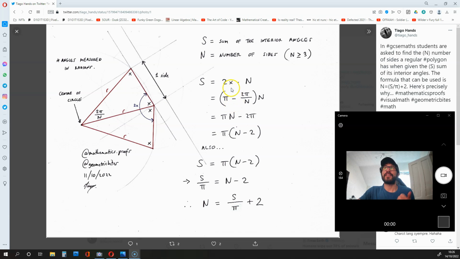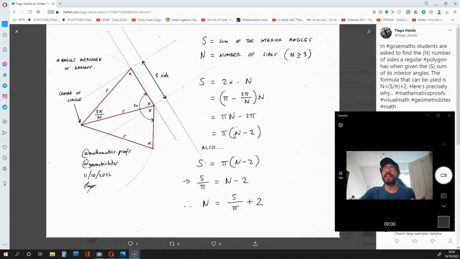Now check this out. 2x is going to be pi minus 2 pi over n radians, because pi is like 180 degrees, and there are 180 degrees in a triangle. If we expand and simplify this formula over here, what we get is the sum of the interior angles is equal to pi times (n minus 2), where n is the number of sides. Once again, you can think of pi radians as 180 degrees.